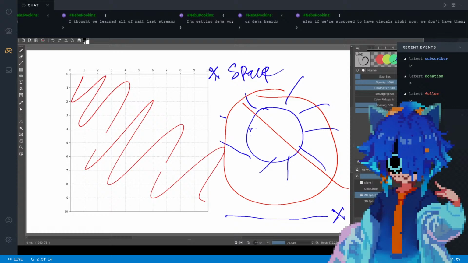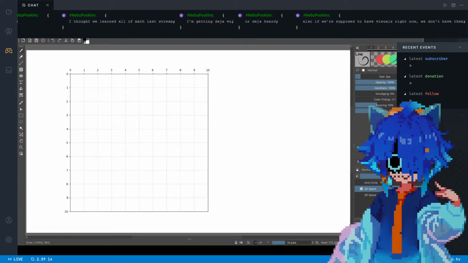So let's look at some of the properties of our space. We've already identified that it will have an x-axis and that it will have a y-axis.